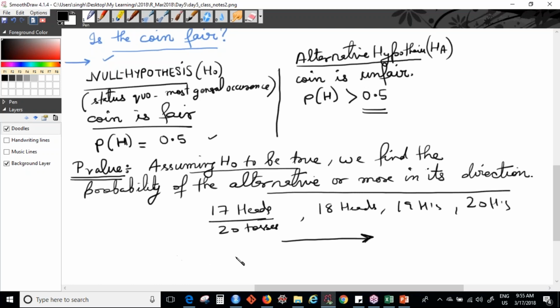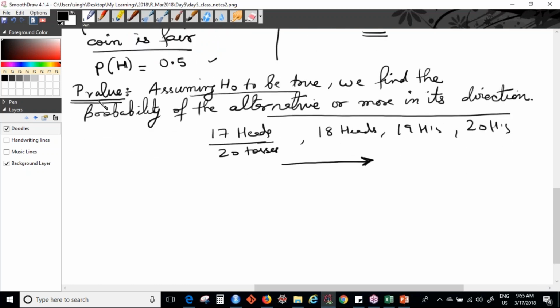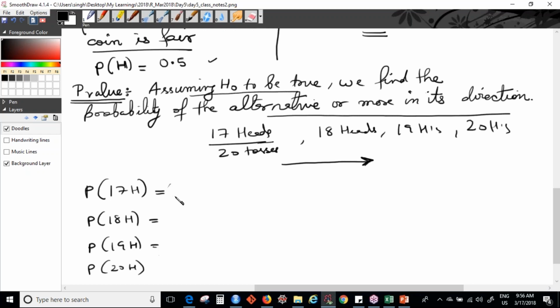So this p-value is what we will find. P-value is, assuming p to be 0.5, we will find the probability of alternative or more in its direction. So what does it mean? We will find the probability of 17 heads, the probability of 18 heads, the probability of 19 heads, and the probability of 20 heads, all of this when we toss 20 times. We will add them up, and the total probability of all of this will be our p-value.